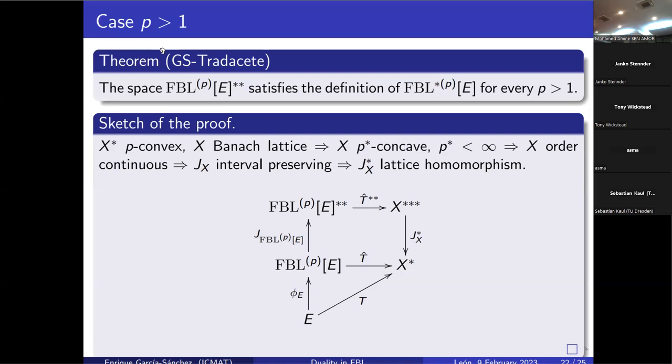So this extension is now a morphism in our category. It is weak star continuous, and it is also a lattice homomorphism. And it is the unique extension, because this is the unique lattice morphism extension, and this one here has weak star dense range. So we conclude that this space satisfies our definition. So it must be essentially the free dual p-convex Banach lattice.